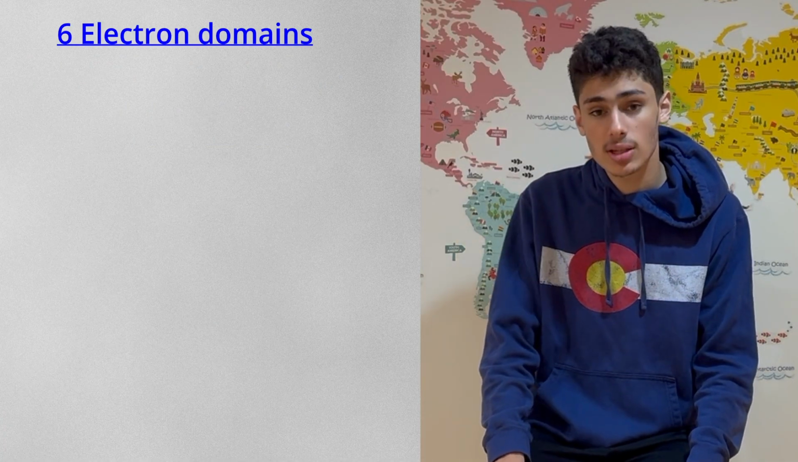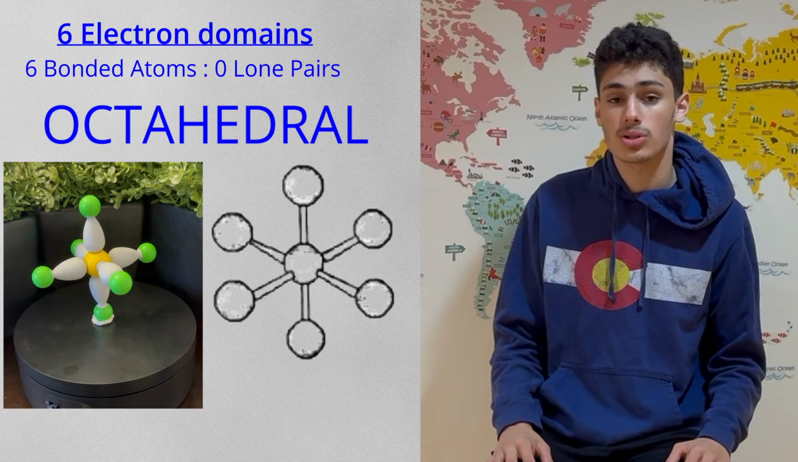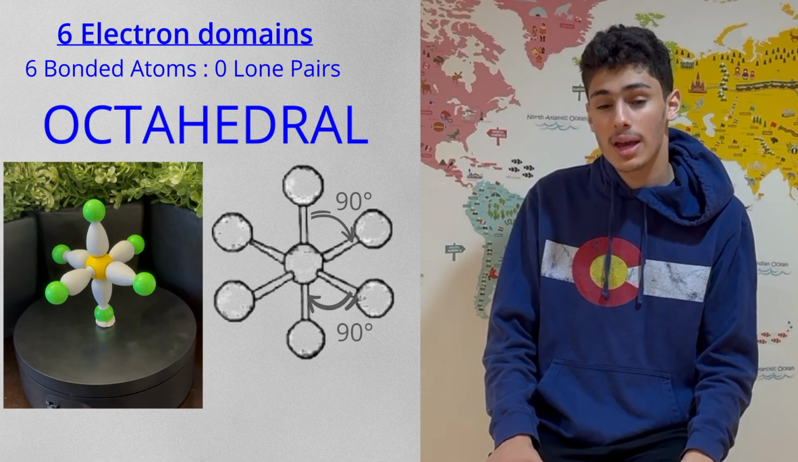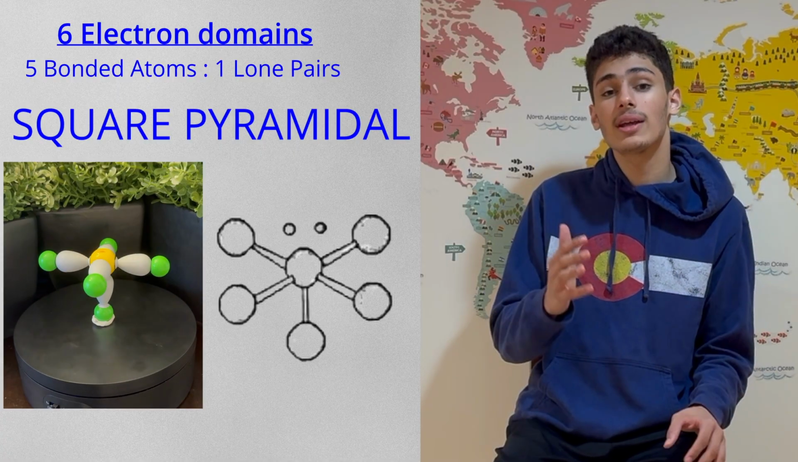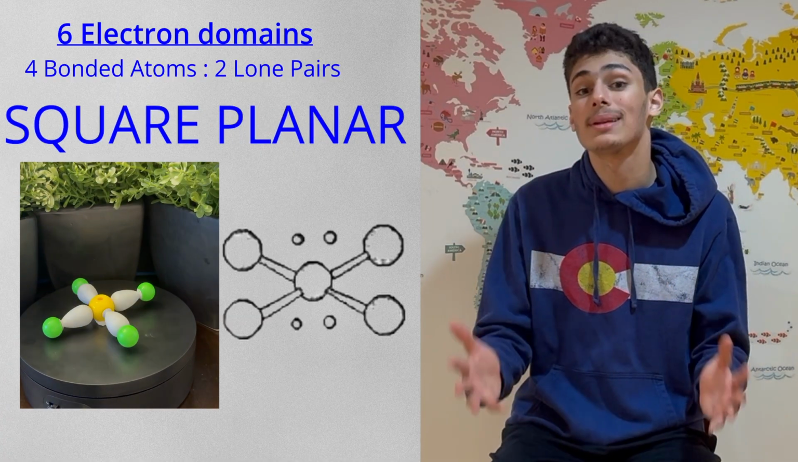If an atom has 6 electron domains and a 6-to-0 ratio, it becomes an octahedral structure with 90 degree bond angles between all its particles. In a 5-to-1 ratio, it becomes a square pyramidal structure. And finally, in a 4-to-2 ratio, it becomes a square planar structure. Okay, and now that we've covered the essential topics of molecular geometry, I just want to clarify a couple things to smooth out the edges of what we've just learned.